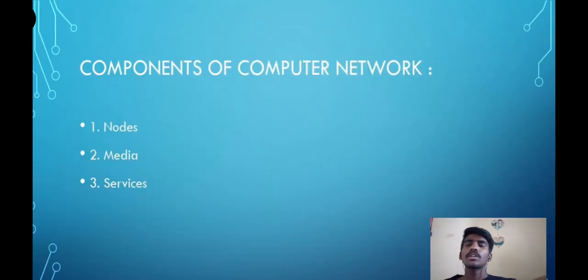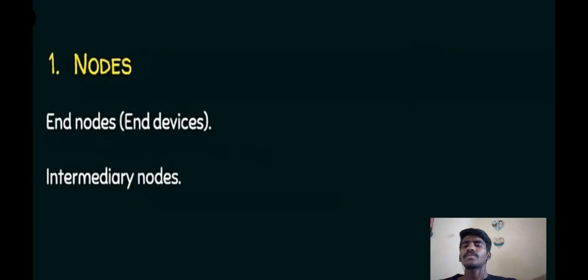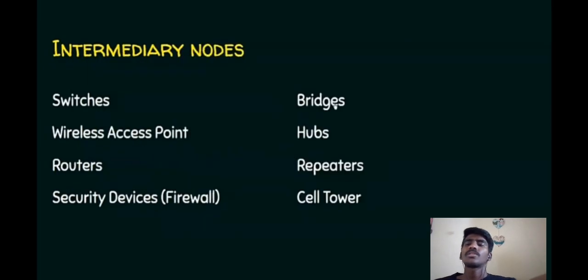Now what are the components involved in computer network? We can say nodes, media, services are the components of computer networks. So let's see what are nodes. I just told you before, nodes are nothing but devices. So nodes can be two types, end nodes and intermediate nodes. End nodes are nothing but sender and receivers. Intermediate nodes are nothing but communication links. So here are some examples. Intermediate nodes can be routers, bridges, hubs, repeaters or cell towers. I will explain in detail about these things.